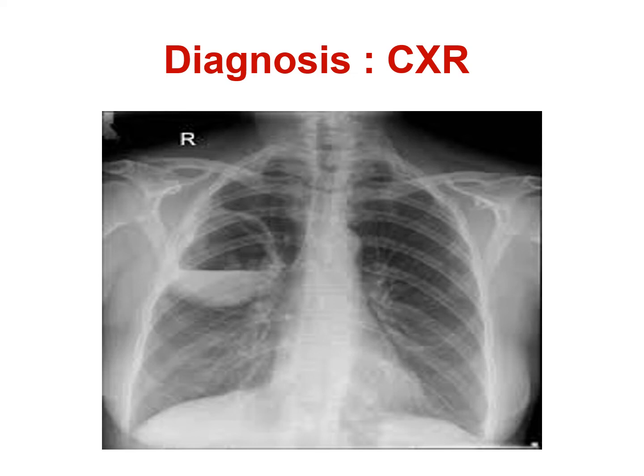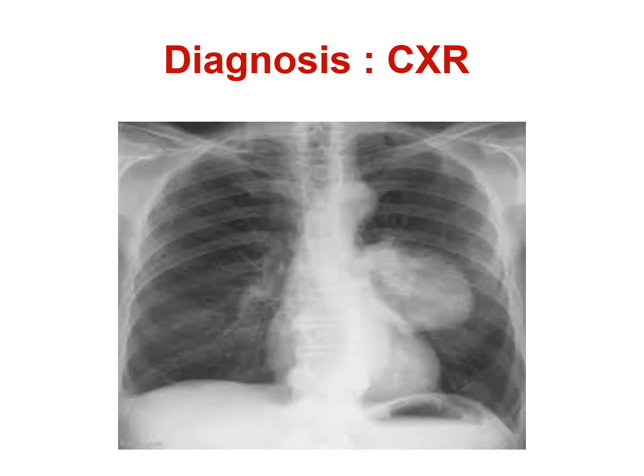This is a chest X-ray of a patient who came to the emergency room with hemoptysis. When you do the chest X-ray, this abnormality could be detected. What is the abnormality? We can detect a cavitary lesion present in the right middle lung zone. What is the differential diagnosis of this cavitary lesion? It may be TB, tuberculosis, a pyogenic abscess, or a malignant cavitary lesion. So other investigations will be needed to confirm the diagnosis.